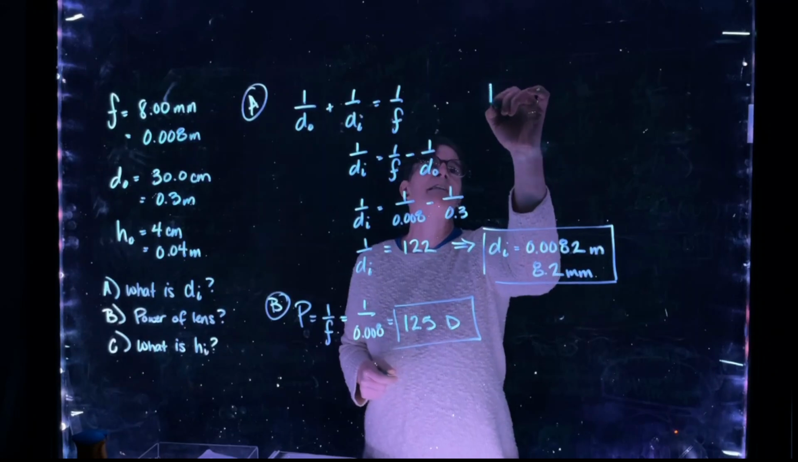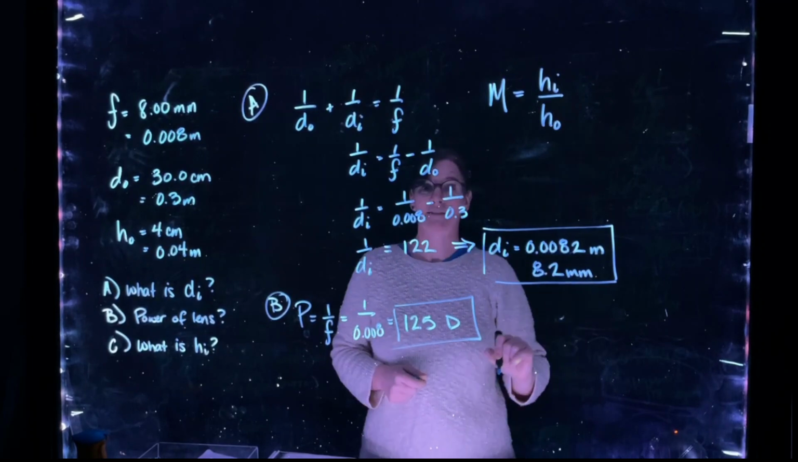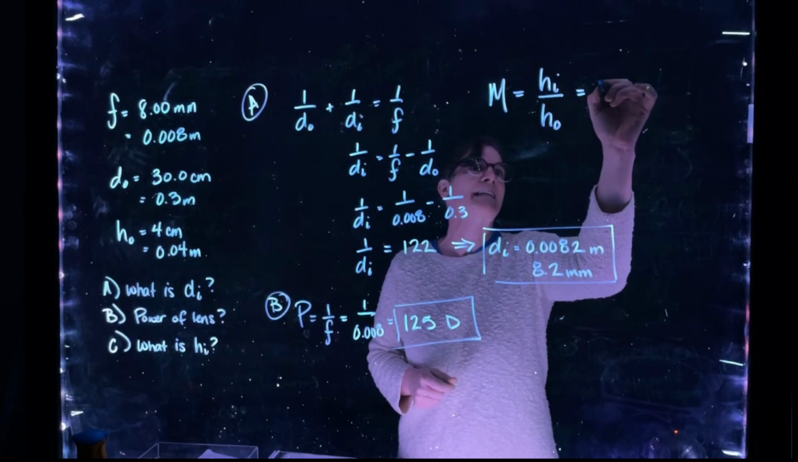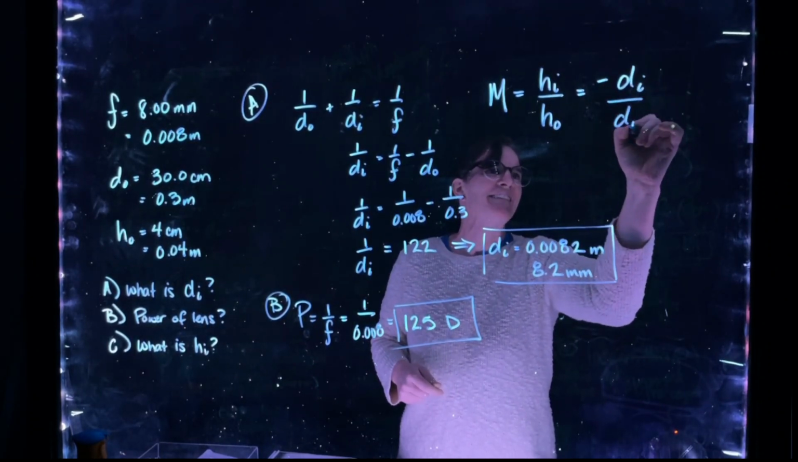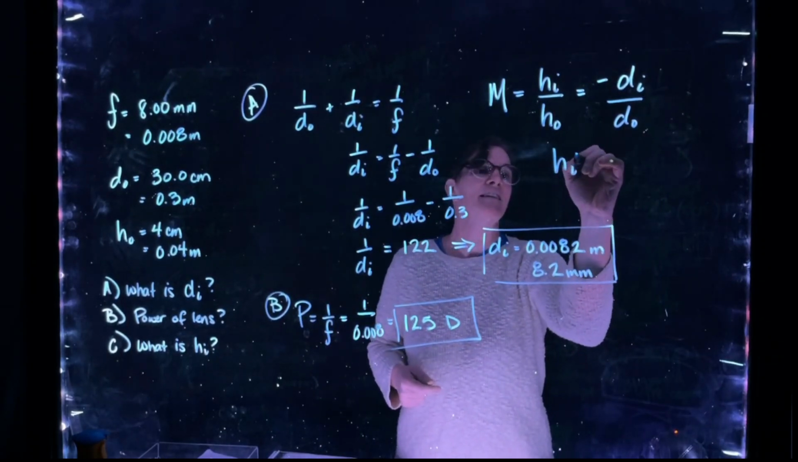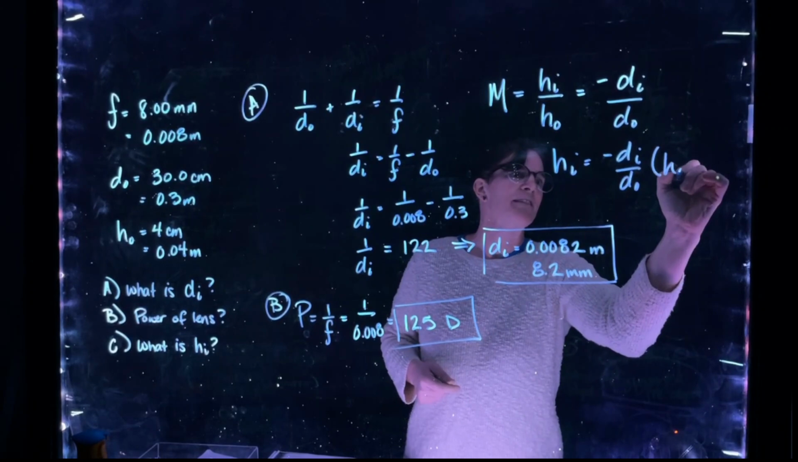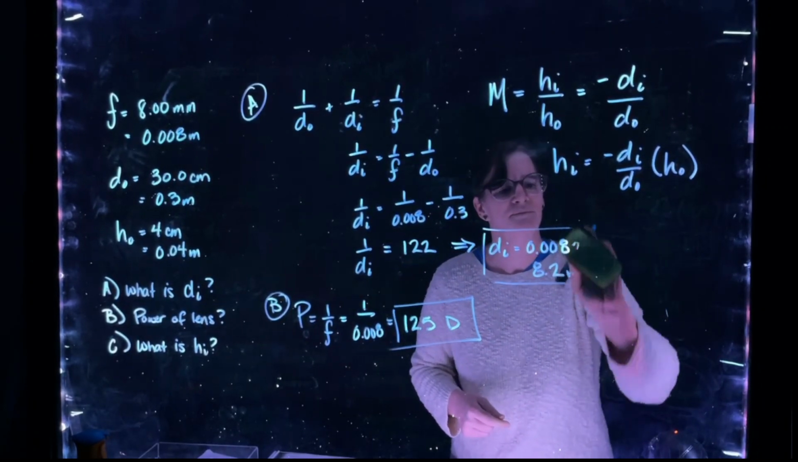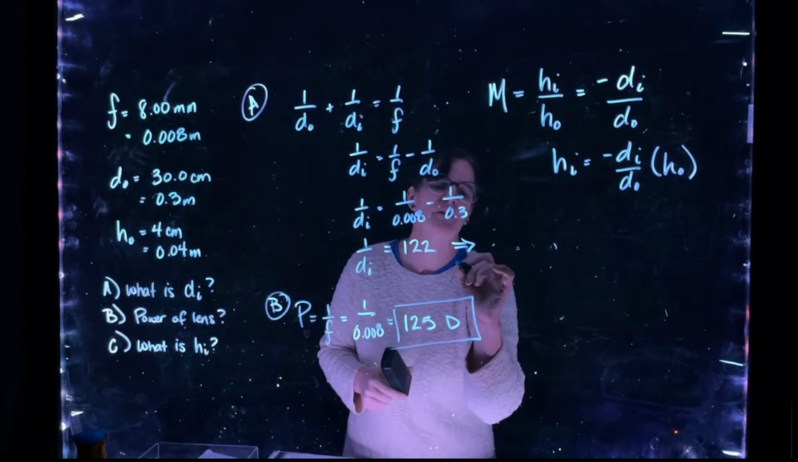Okay, well, we know that magnification is related to the ratio of the image height over the object height, right? We also know that the magnification is minus the image distance over the object distance. So I can solve for my image height, which is equal to minus the image distance over the object distance times the height of the object. Oop, I'm going to run out of room. I'm going to erase this part. We'll just put it down here.